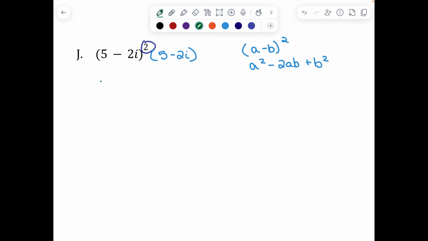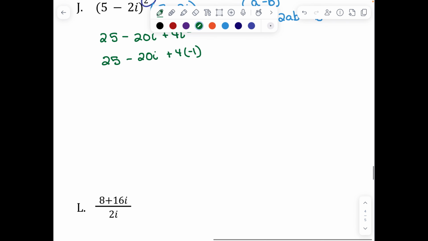So here I'm going to get 25 minus 20i plus 4i squared. We can keep this as 25 minus 20i plus 4 times negative 1. So we're left with 25 minus 20i minus 4. Combine 25 minus 4, so that gives us 21 minus 20i.